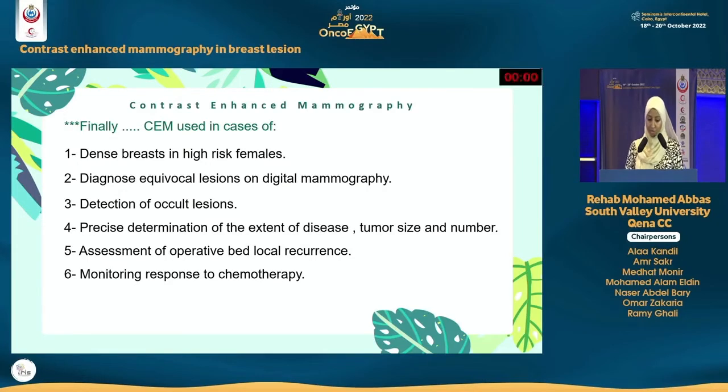Finally, contrast enhanced mammography is used in cases of dense breasts in high risk females, diagnosis of equivocal lesions on digital mammography, detection of occult lesions that we can't see on the 2D images, which are the regular mammography images, and precise determination of the extent of the disease, tumor size and number. As we saw, it helps define the lesions: on 2D images there may appear to be one lesion, but with contrast enhancement it may turn out that there are multiple lesions. It is also used in assessment of the operative bed for local recurrence, as we said, no enhancement, no recurrence, and monitoring response to chemotherapy.